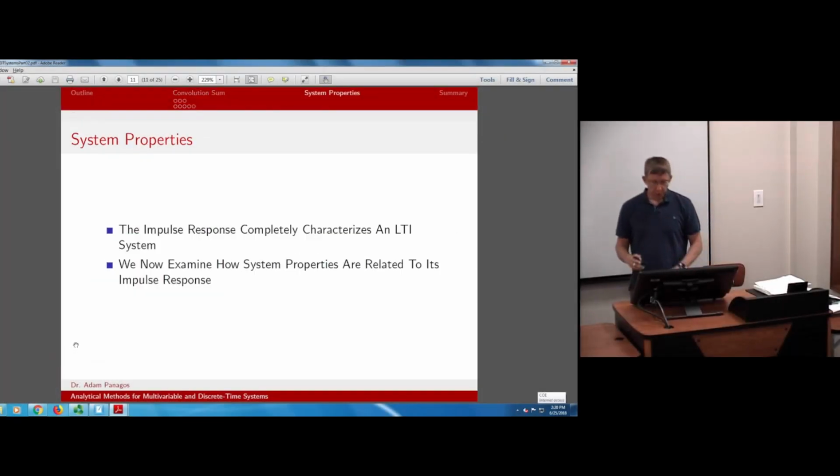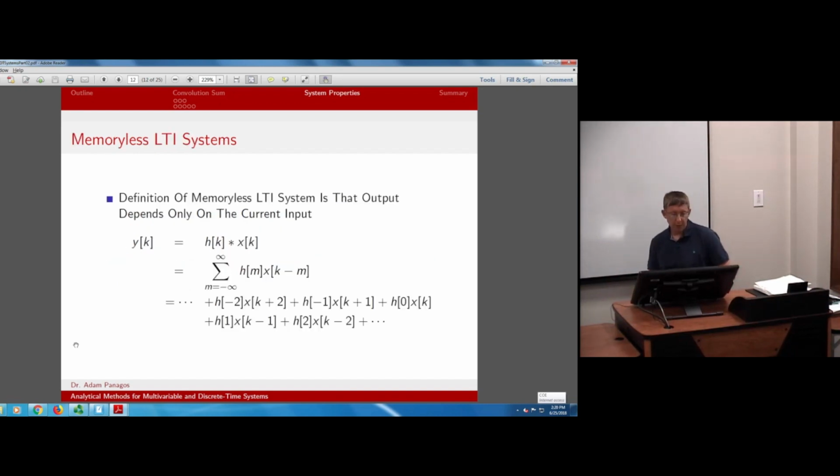All right, a few charts on system properties. So we are going to look at the impulse response and see what that can tell us about characteristics of the system. So for example, first property is what we call a memoryless LTI system. If you are a memoryless LTI system, the output only depends on the current input.